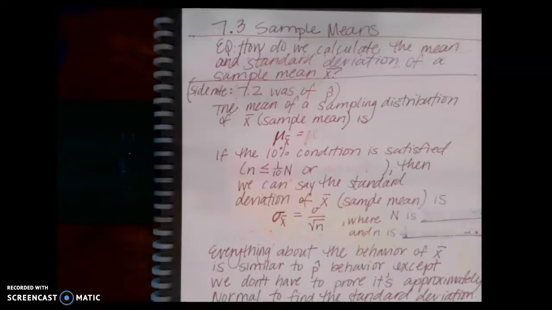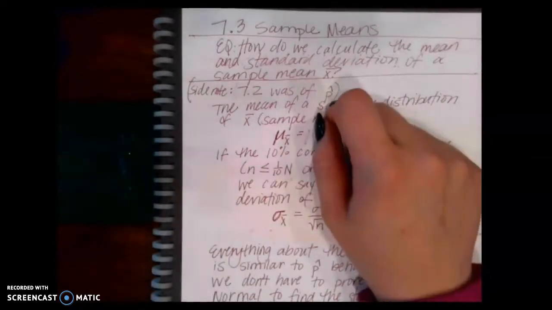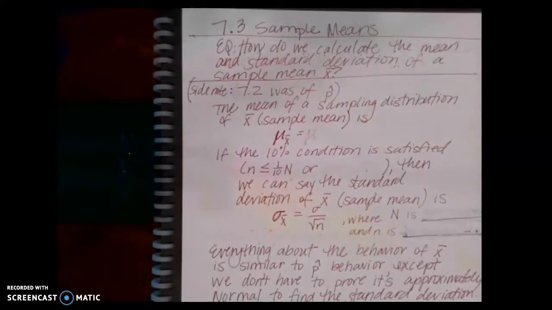Our essential question is how do we calculate the mean and standard deviation of a sample mean x bar? 7.2 is all about p hat, where the population proportion is p and the sample proportion is p hat. Now, instead, we are looking at population mean mu and sample mean x bar.